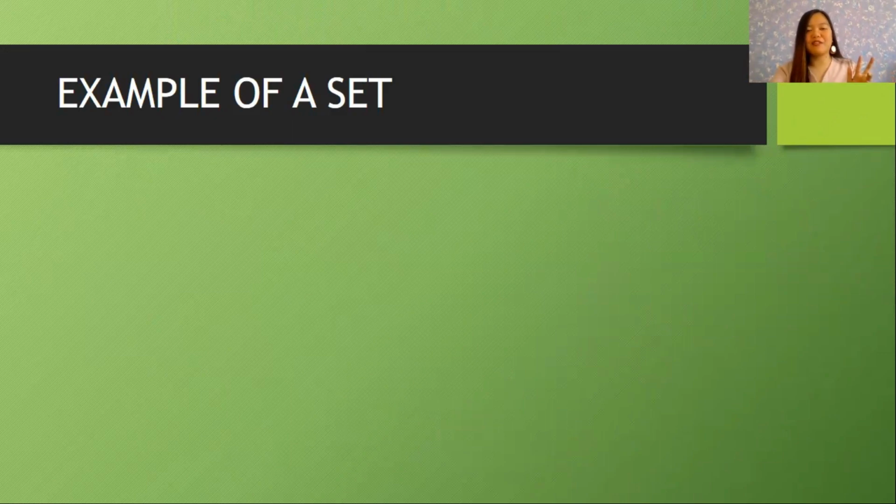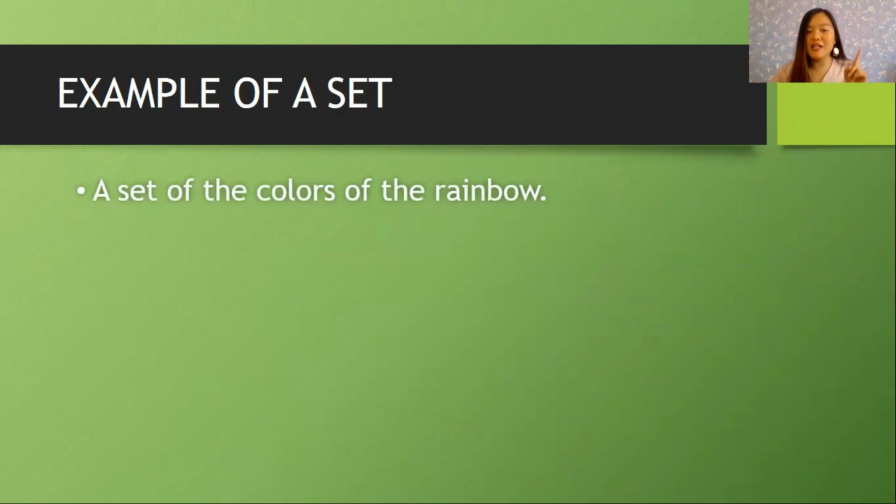These are well-defined. First example, we have a set of the colors of the rainbow. We know for sure that the colors of the rainbow are the ROYGBIV. So, it has a definite number, so it is well-defined. We have the red, orange, yellow, green, blue, indigo, and violet, the so-called ROYGBIV. So, meaning it is well-defined.